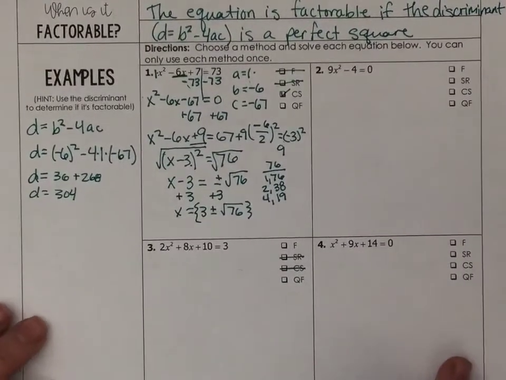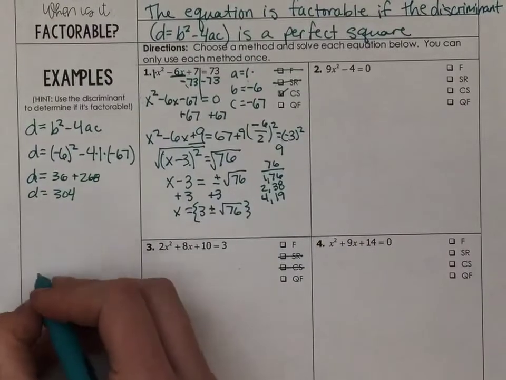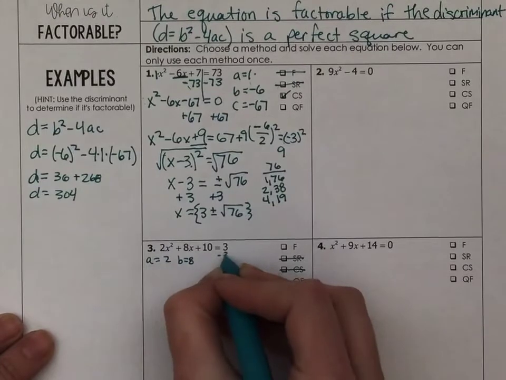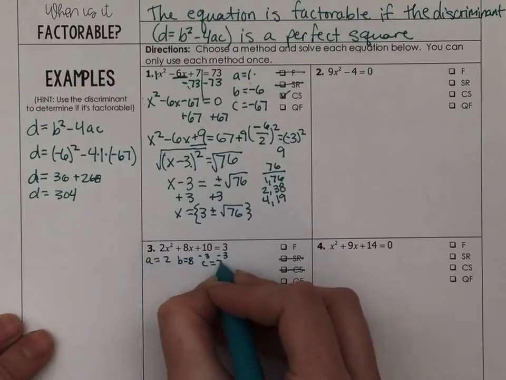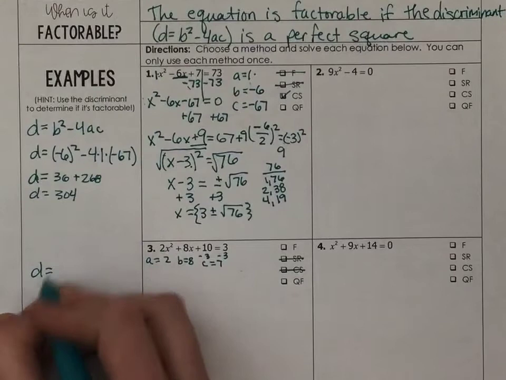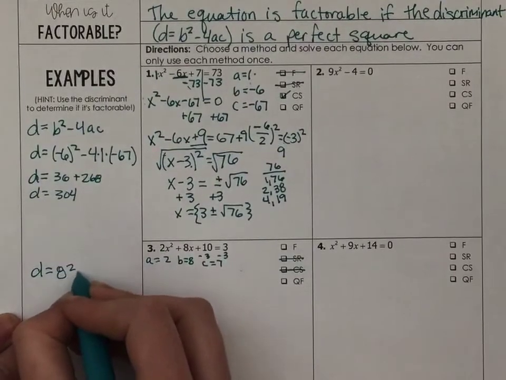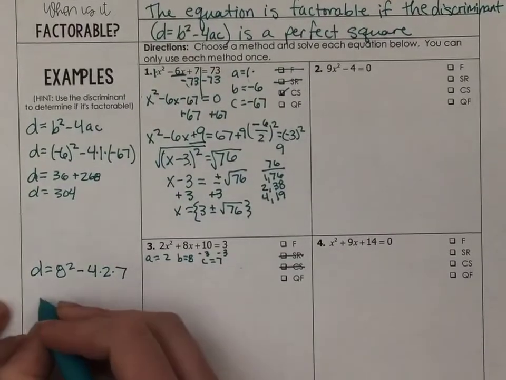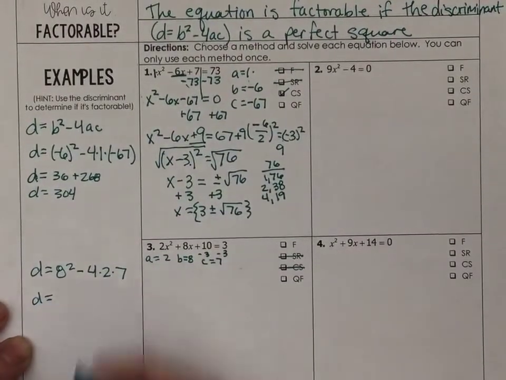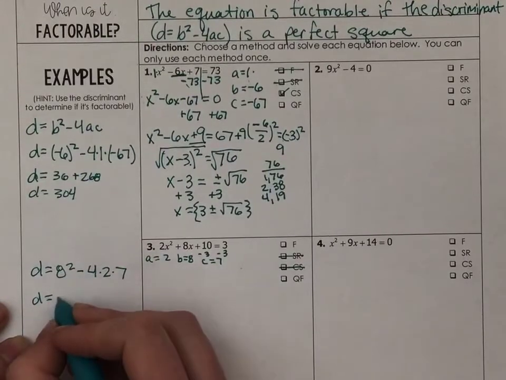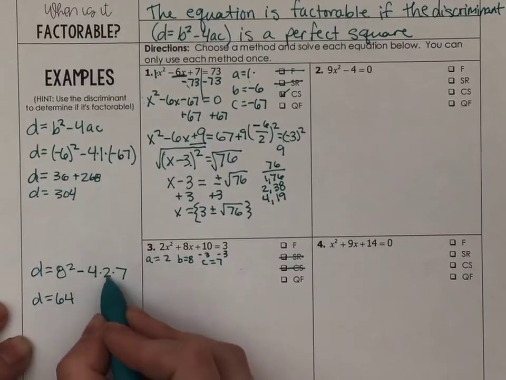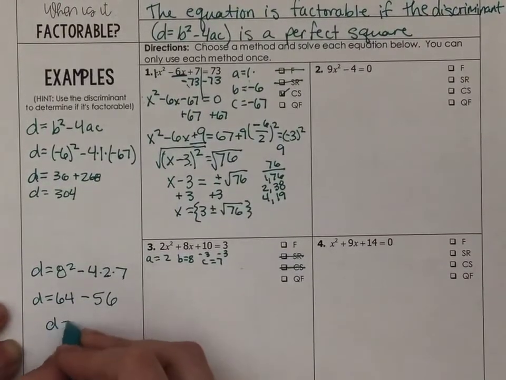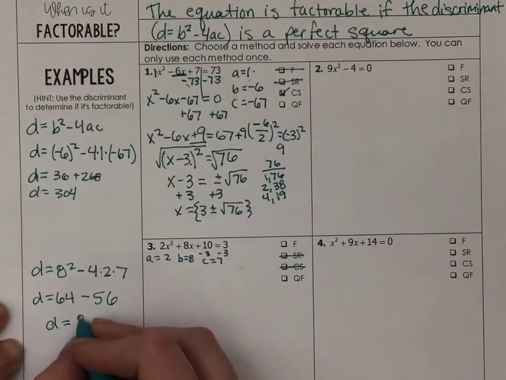So we're going to use that discriminant again, this equation right here. And so a is 2, b is 8, and if we subtract 3 from both sides, we would have c is 7. So we'll plug that in quick. 8 squared minus 4 times 2 times 7. And so we've got 8 squared is 64. 4 times 2 is 8 times 7 is actually 56. And 64 minus 56 would give you 8.